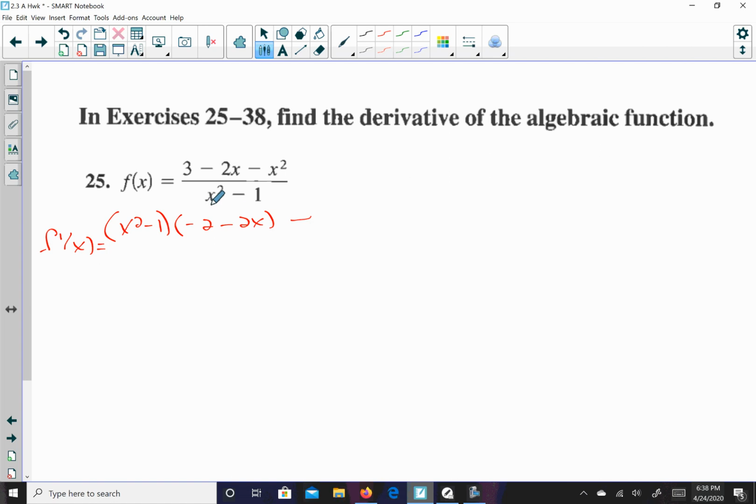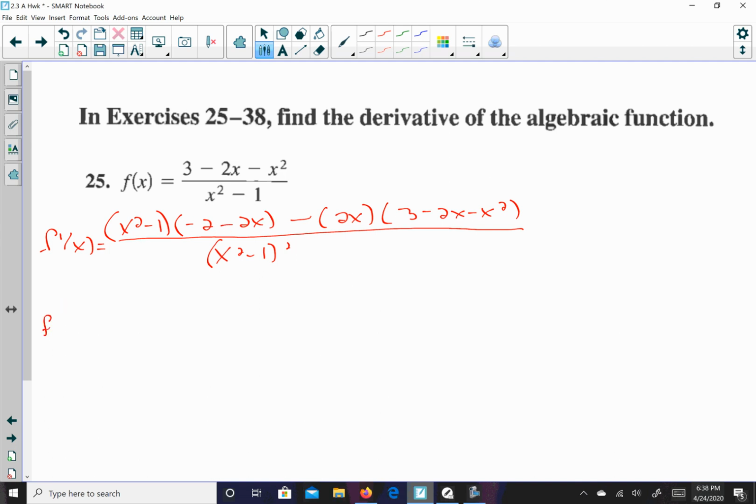minus. Now I'm going to take the derivative of the denominator, which the derivative of x squared is 2x. The derivative of 1 is 0. And then multiply it by the numerator. And this is all over my denominator squared. So then I'm going to have to simplify it. I'm going to multiply this x squared times this negative 2 minus 2x.